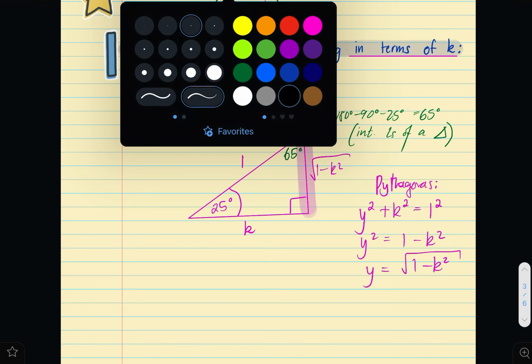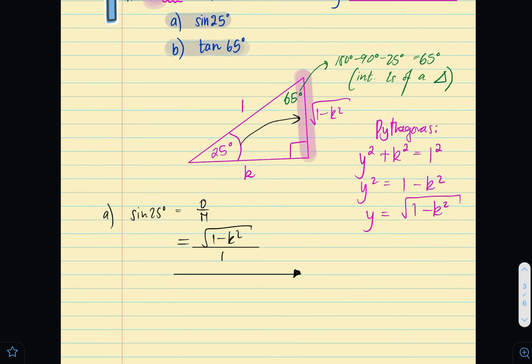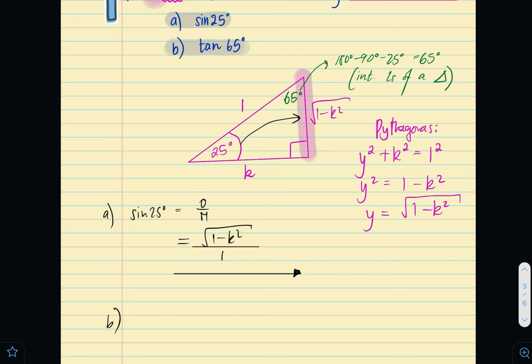Jumping in to answer the questions. Sine 25, opposite over hypotenuse because of SOHCAHTOA. Opposite to 25 is our 1 minus k squared, and our hypotenuse is just a 1. So if you wrote your final answer without the 1 as the denominator, that would be correct.